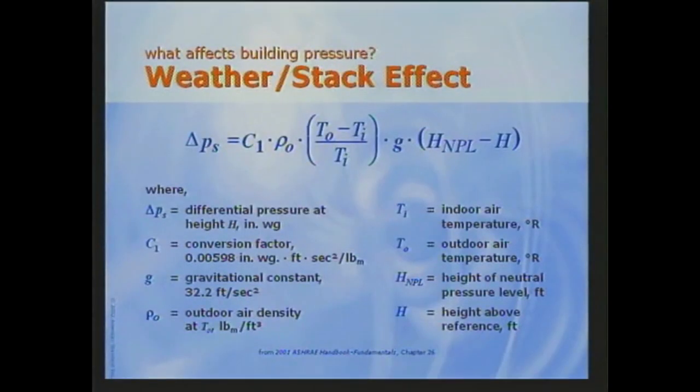Stack effect is usually insignificant in low-rise buildings and very, very important in tall buildings. But how important is it in your building? To help find the answer, ASHRAE gives an equation to calculate the stack effect pressure difference at any elevation in the building. The important variables for this calculation are outdoor air density, indoor and outdoor air temperatures, the height of the neutral pressure level, and the building elevation of interest.